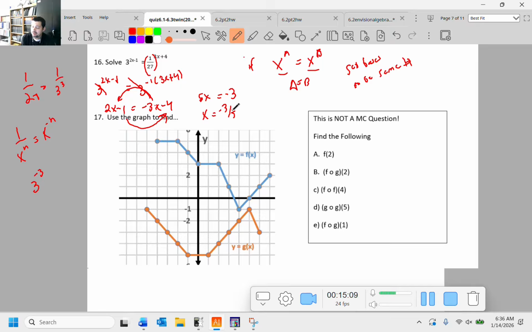I had to put on 17 that it's not a multiple choice question because on the last twin that I did, kids didn't watch the video and they just picked an answer. They picked either A, B, C, D, or E. It's not a multiple choice question. It's a question that's got 5 pieces to it. But somebody can still do it this time.